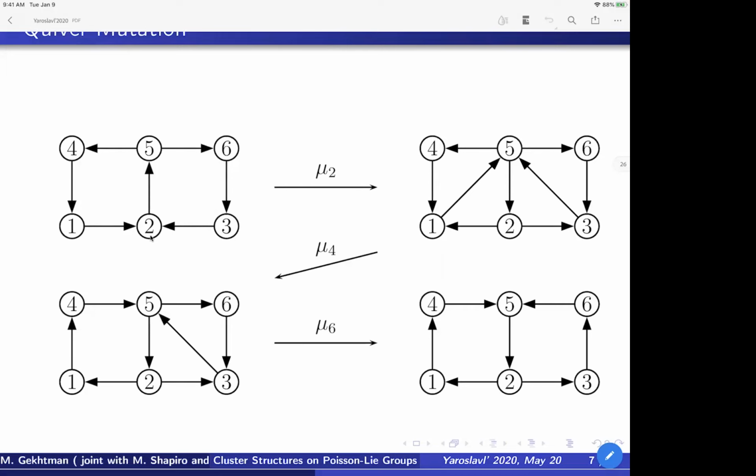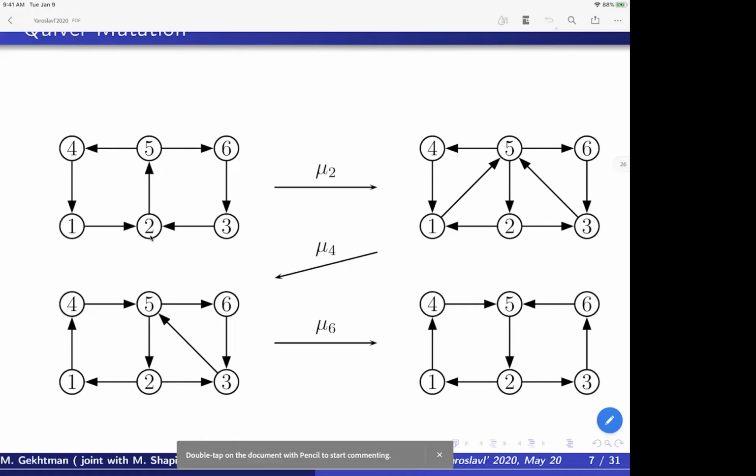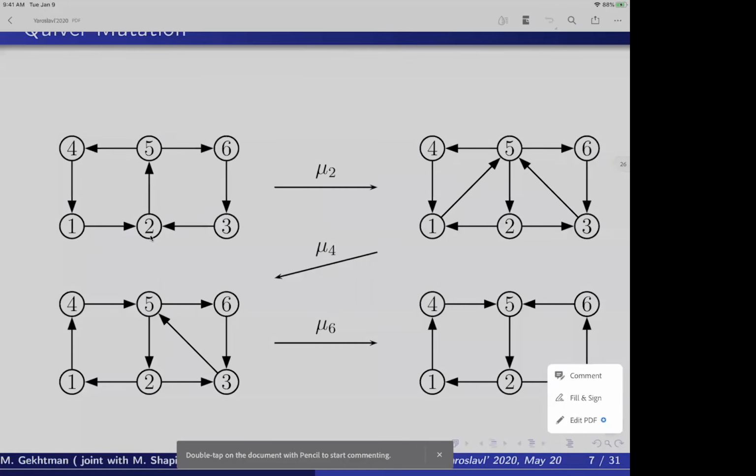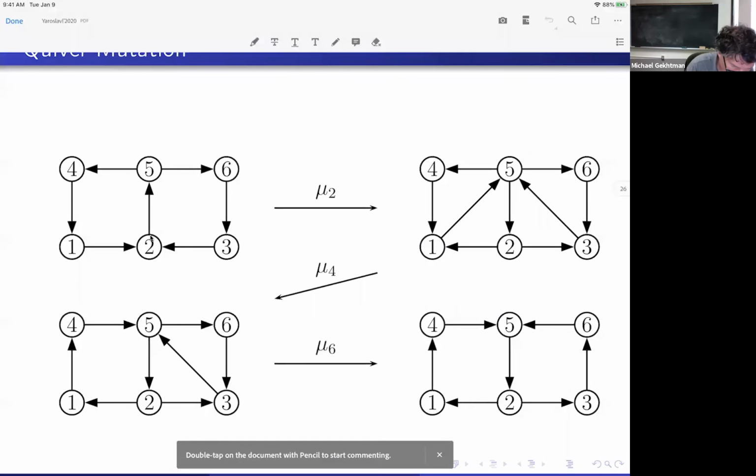Misha, I'm a little bit slow. Could you write the monomials corresponding to mutation mu2? Right, yes. That would be useful to look at. Yes, let me try to do it here.